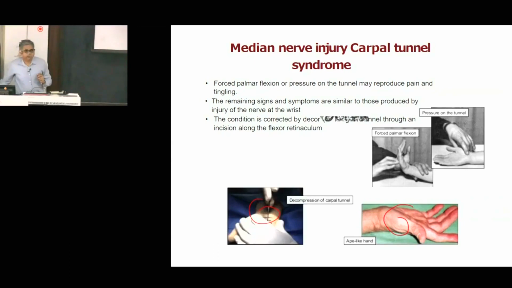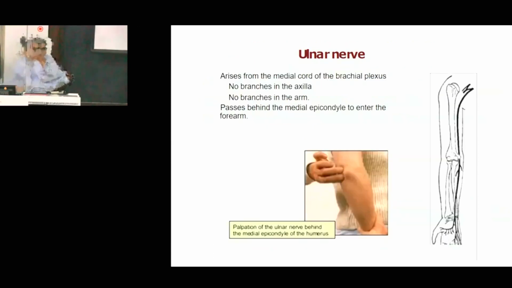Now come to the ulnar nerve. The ulnar nerve has no branch in the hand. The most common injury they talk about is the supracondylar fracture.